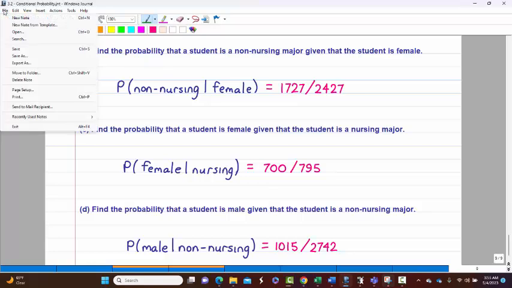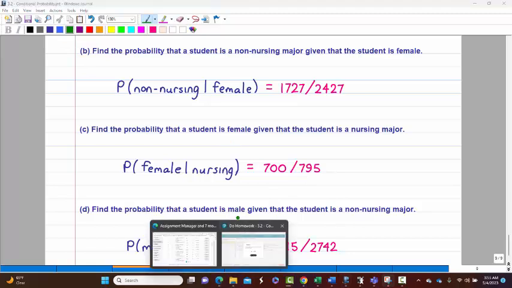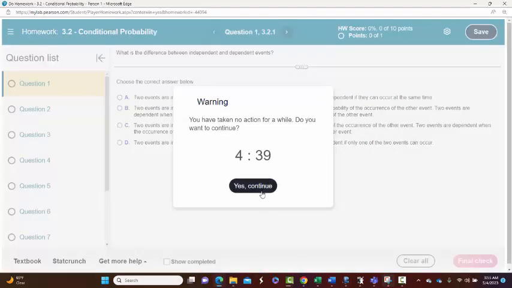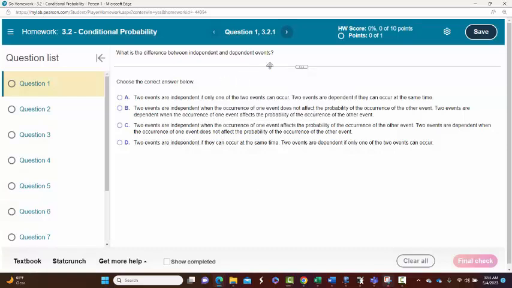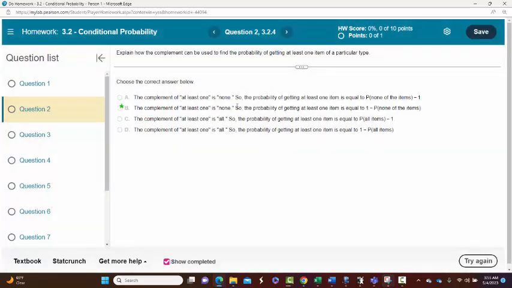So that concludes the lecture component here. Let's come over here and look at some of these conceptual ones. I'm going to skip ahead here and see what I think. Oh, we know this one. I already got the answer there. Complement of at least one is none. So we've taught that, and you had no problem with that anyway.